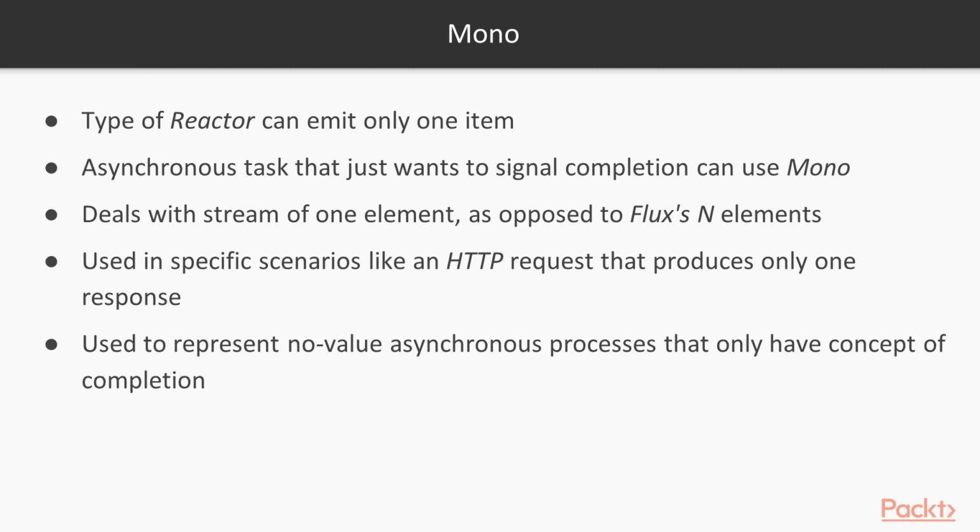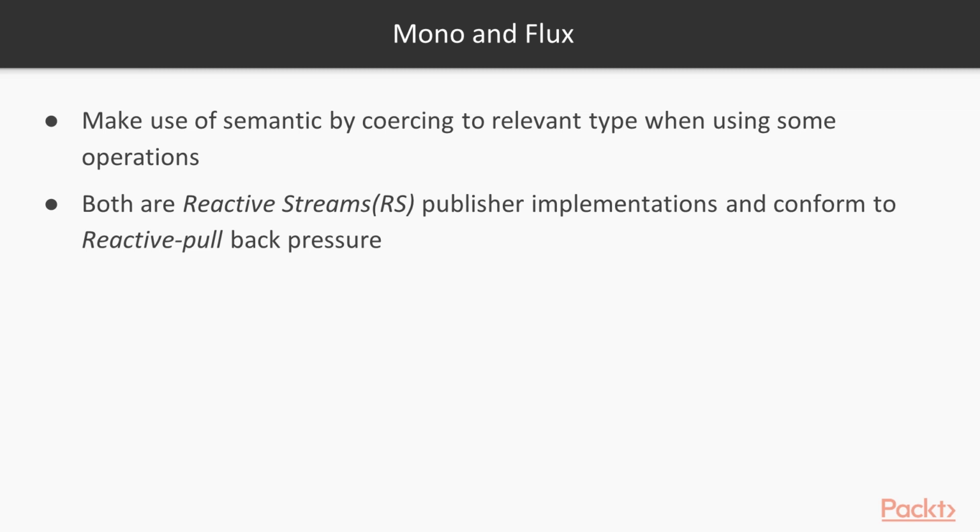Mono can be used to represent no-value asynchronous processes that only have the concept of completion. Both Flux and Mono make use of this semantic by coercing to the relevant type when using some operations. Both are Reactive Streams, RS, Publisher implementations, and conform to reactive pull-back pressure.